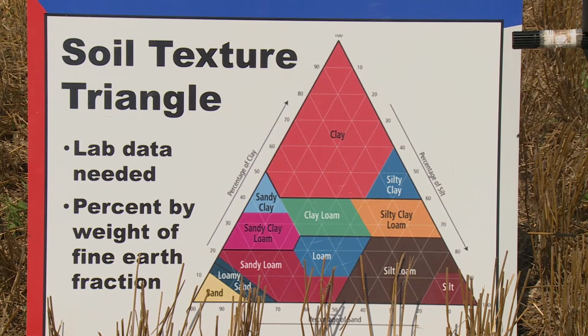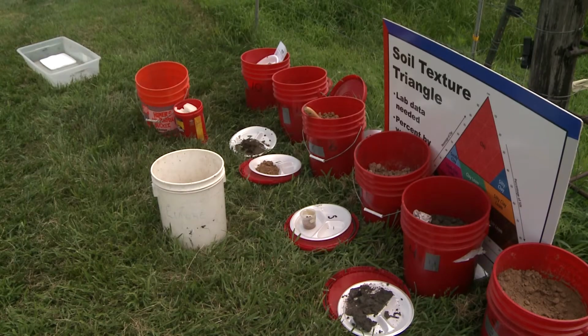And as scientists, we like to draw nice, neat lines and say, if you're 29%, you're one thing, and 30% you're another. But in reality, those lines are a lot more vague. But it gives a farmer and somebody some way of communicating.